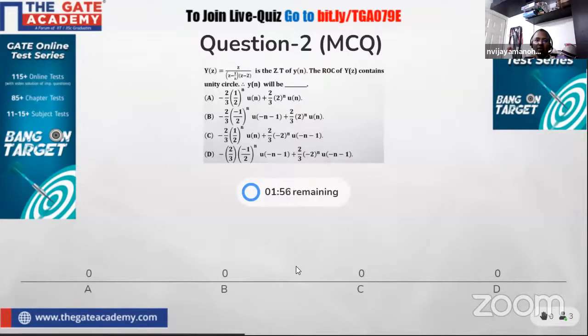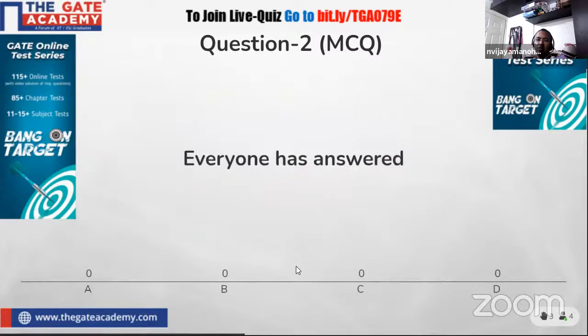Y of z is given to be z by z minus half into z minus 2. This is the z transform of y of n. The region of convergence is given, and they are asking you what is y of n. How to proceed here? All these questions appear to be straight, but they are not straightforward.